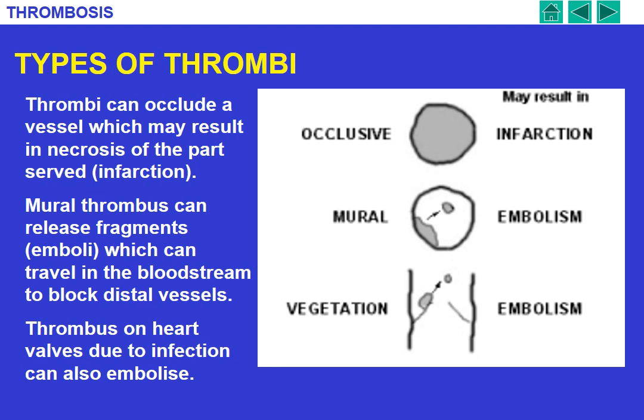Finally, thrombus on the heart valves due to infection can also embolize. These types of thrombi are known as vegetations, and they usually form on damaged valves, valves which are damaged either by previous inflammation due to rheumatic fever or chronic degenerative change of old age. This is the clinical syndrome known as infective endocarditis.